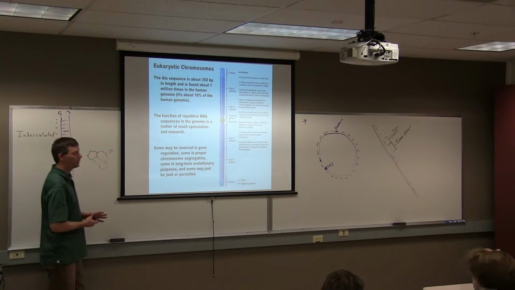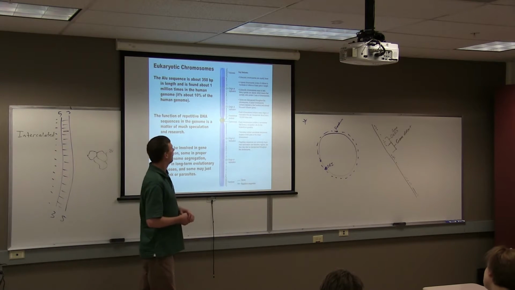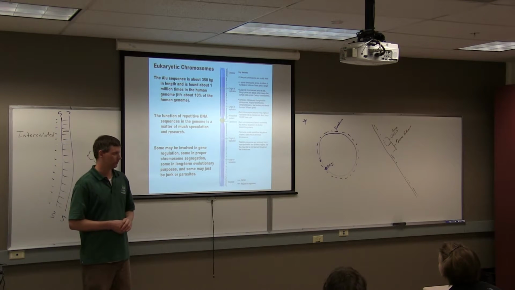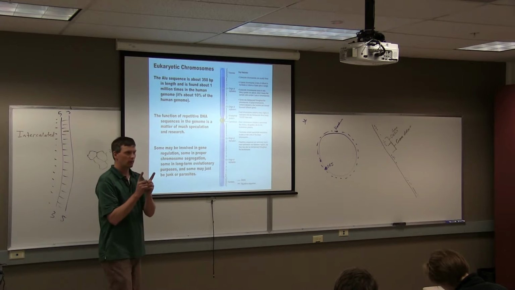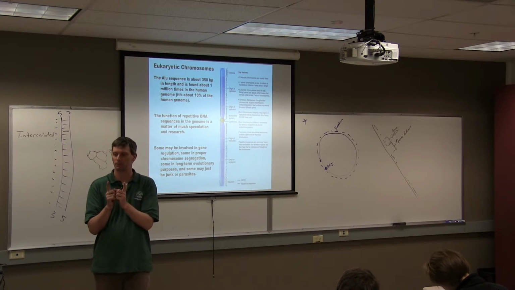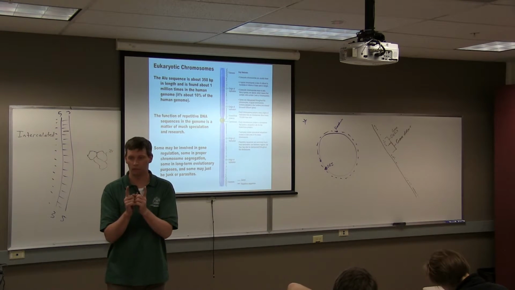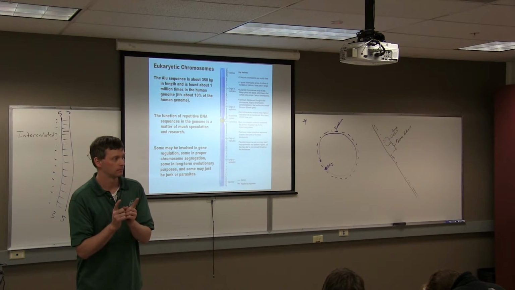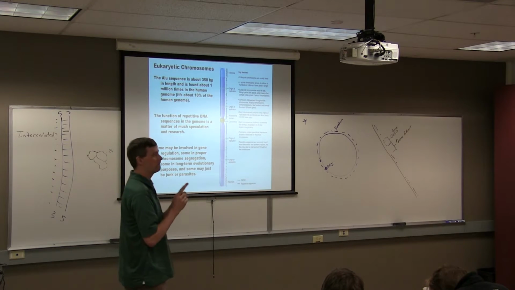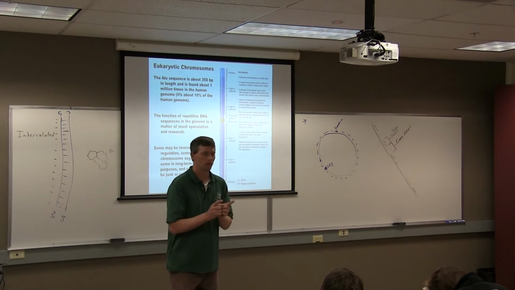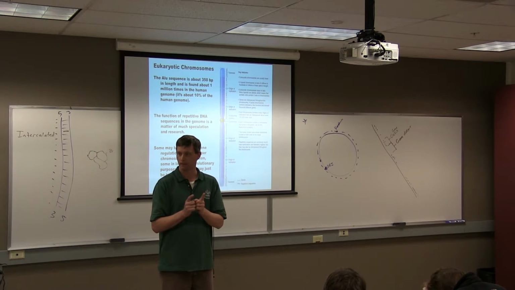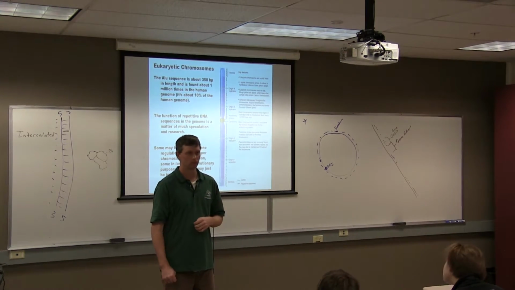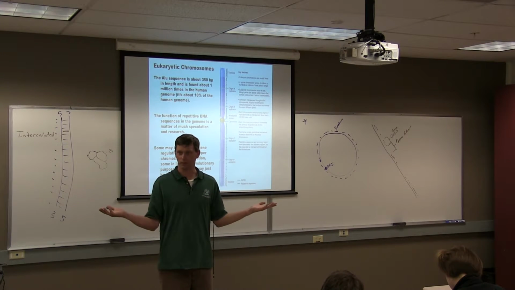This sequence, ALU sequence, appears in the human genome about 1 million times. That sequence is 350 base pairs long. It appears 1 million times in your genome. It does not code for any gene. That's 350 million base pairs in your genome. So that's 10% of your genome is this sequence. What's it doing?